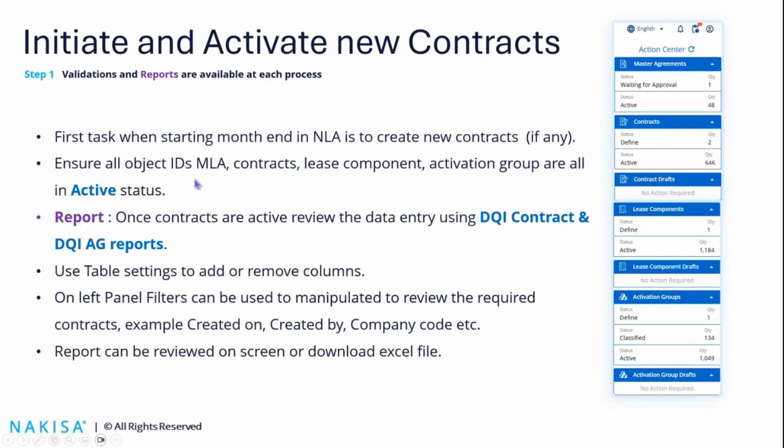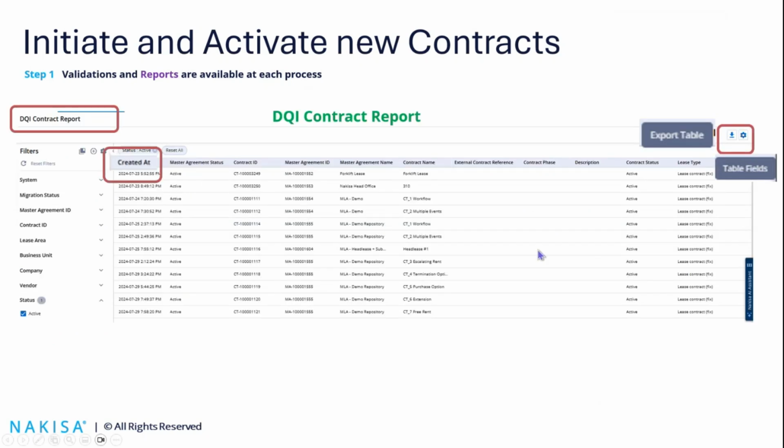So I'm going to show you a quick snippet. This is the view of our DQI reports. And as I mentioned, you can sort it by created at, so it will give you all the new contracts that have been entered. You can also export the table. You can add additional fields if you want, as well as remove them.